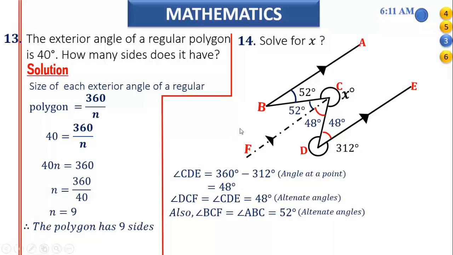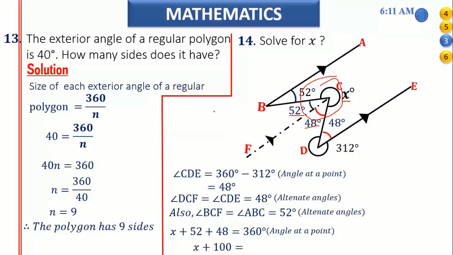Now, can you see something? Can we easily get our x out straight up? Yes, we can. If you look at it very well, this point here is an angle at a point. So 52 plus 48 plus x is supposed to give us what? 360. So we can just go ahead and do that. That means x plus 52 plus 48 equals 360 degrees. That's the angle at a point. Okay, so we can simplify further. We have x plus 100.